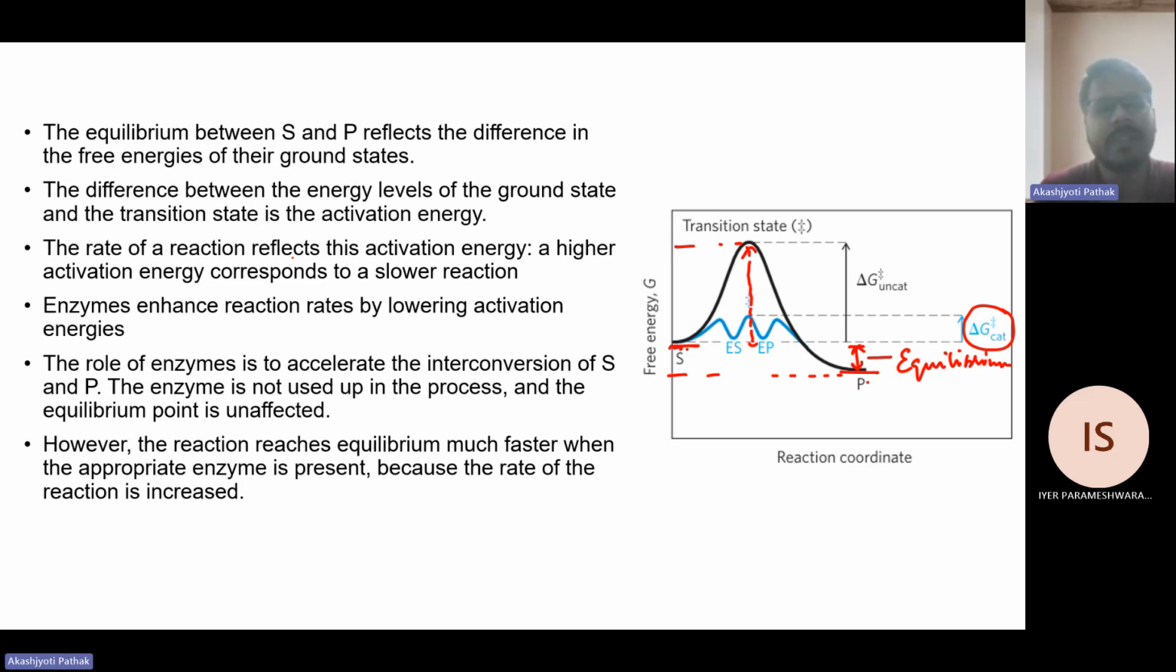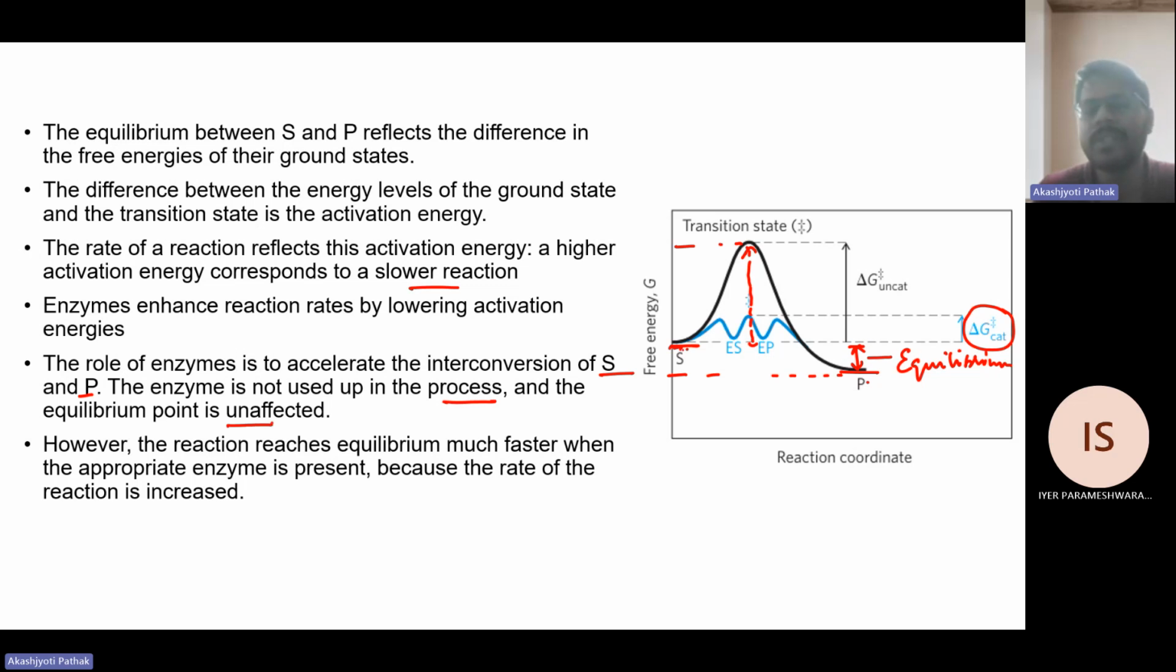So the rate of the reaction reflects this activation energy. A higher activation energy corresponds to a slower reaction. So the higher the activation energy, the slower will be the reaction. And when you add enzymes, what will happen? The activation energy will be lowered, and hence the rate of the reaction will increase. So the role of the enzyme is to accelerate the interconversion of substrate and product. The enzyme is not used up in the process, and the equilibrium point is unaffected.